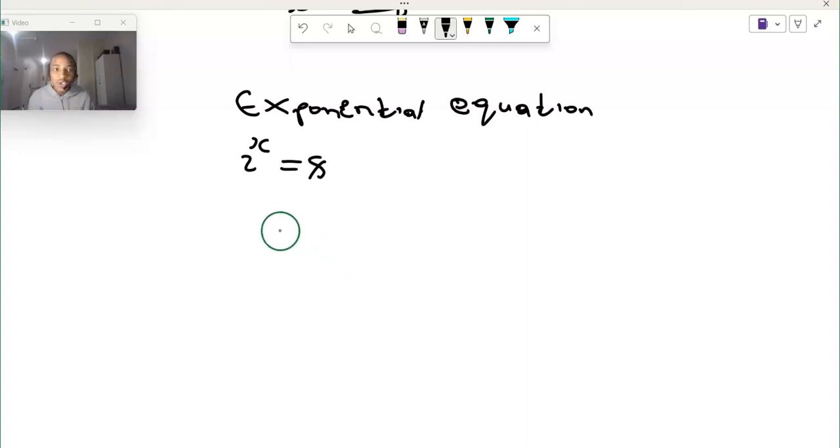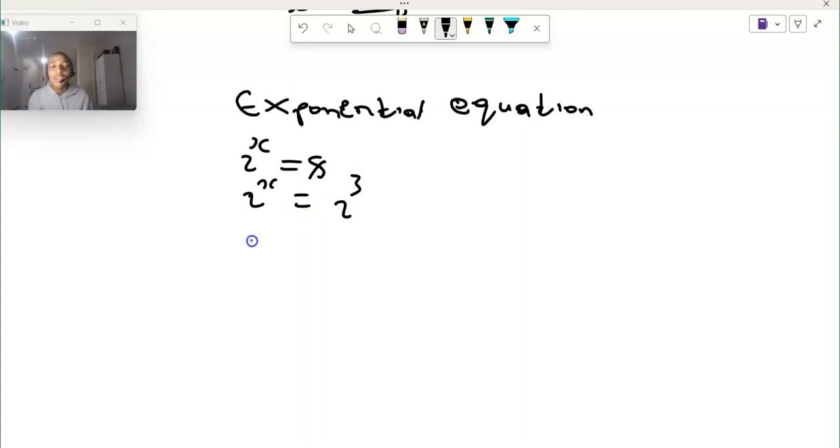On our example here, we do have 2 to the power x is equal to 8. As you do know, 2 is less than 8, so we cannot change 2 in terms of 8. We can just take 8 and make it base 2, the same as the one on our left hand side, right? So here we have 2 to the power x is equal to 2 to the power 3. So 2 to the power 3 is also equal to 8.